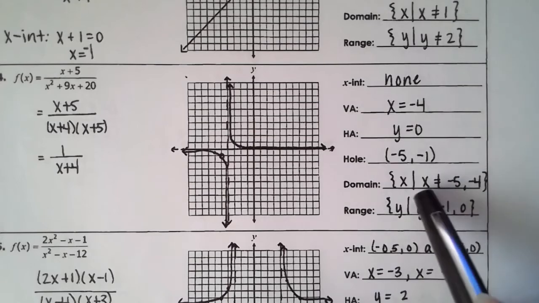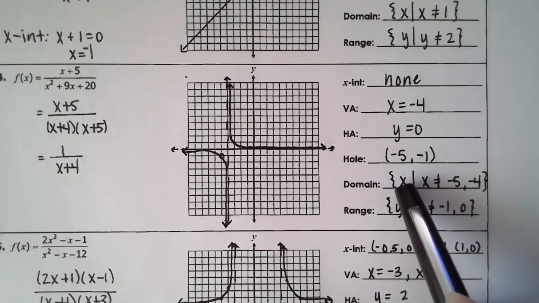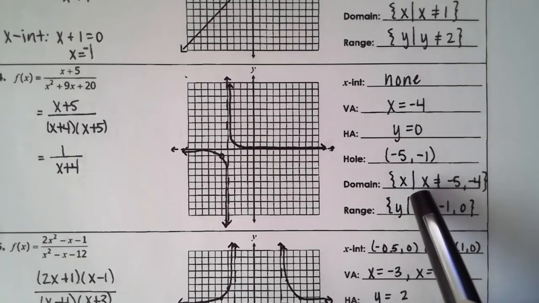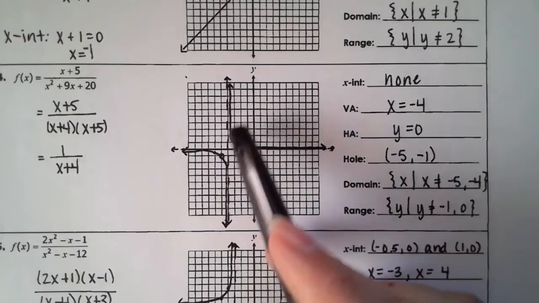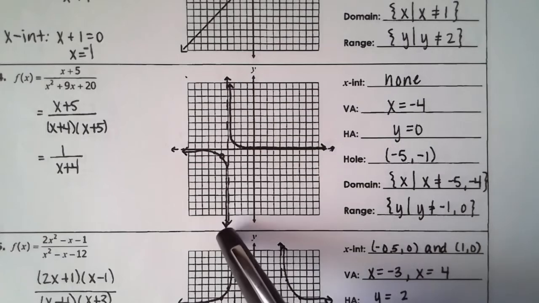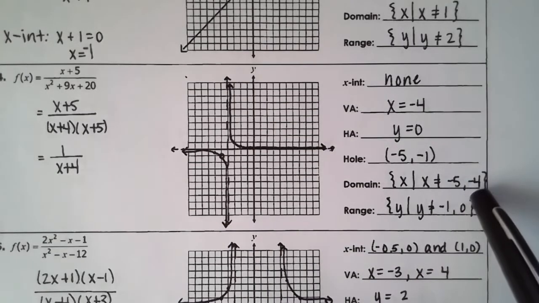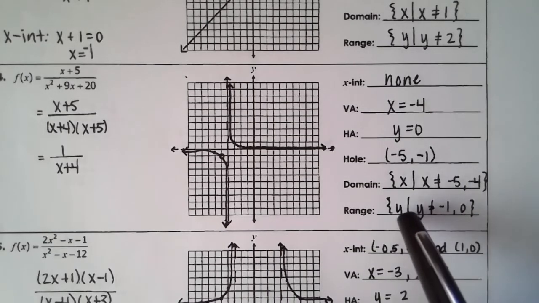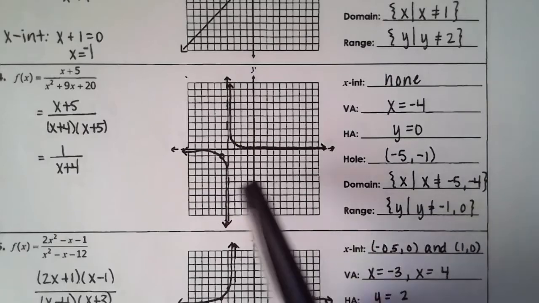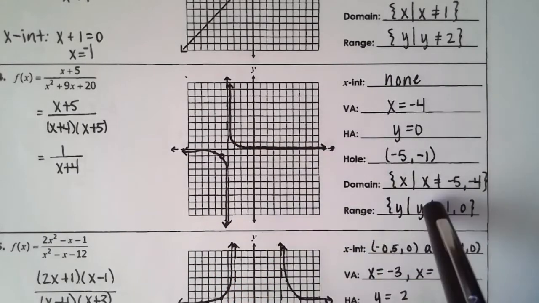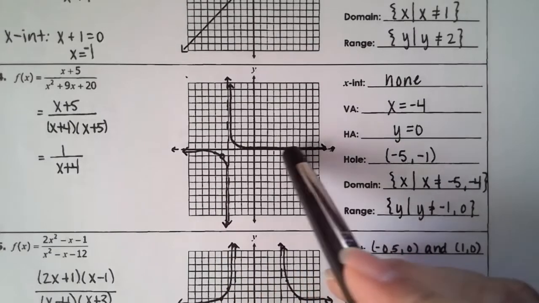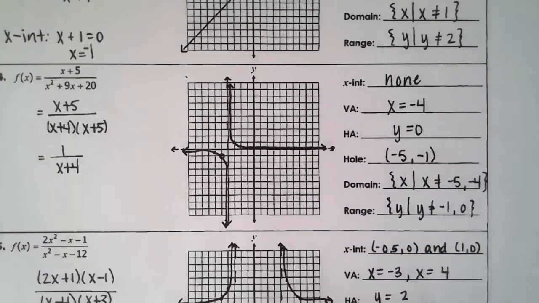So then what's my domain? Domain will be x such that x can't be where the hole is, -5, and of course it also can't be my vertical asymptote, -4. My range is y such that y can't be -1, which would be the hole, and 0, which would be the horizontal asymptote.